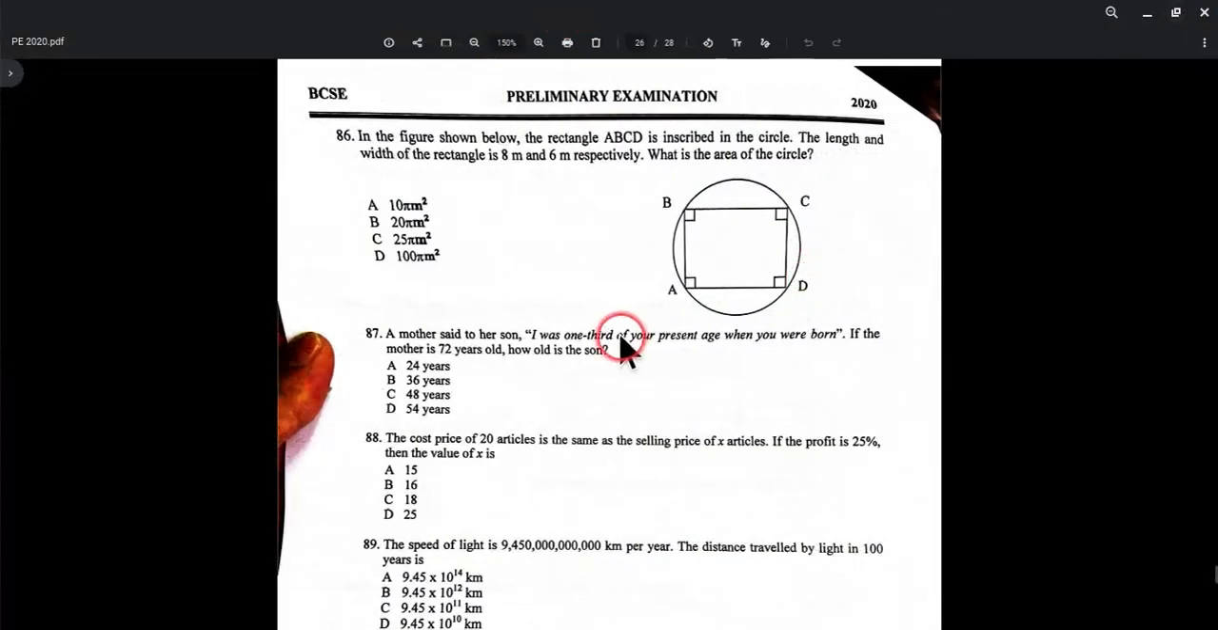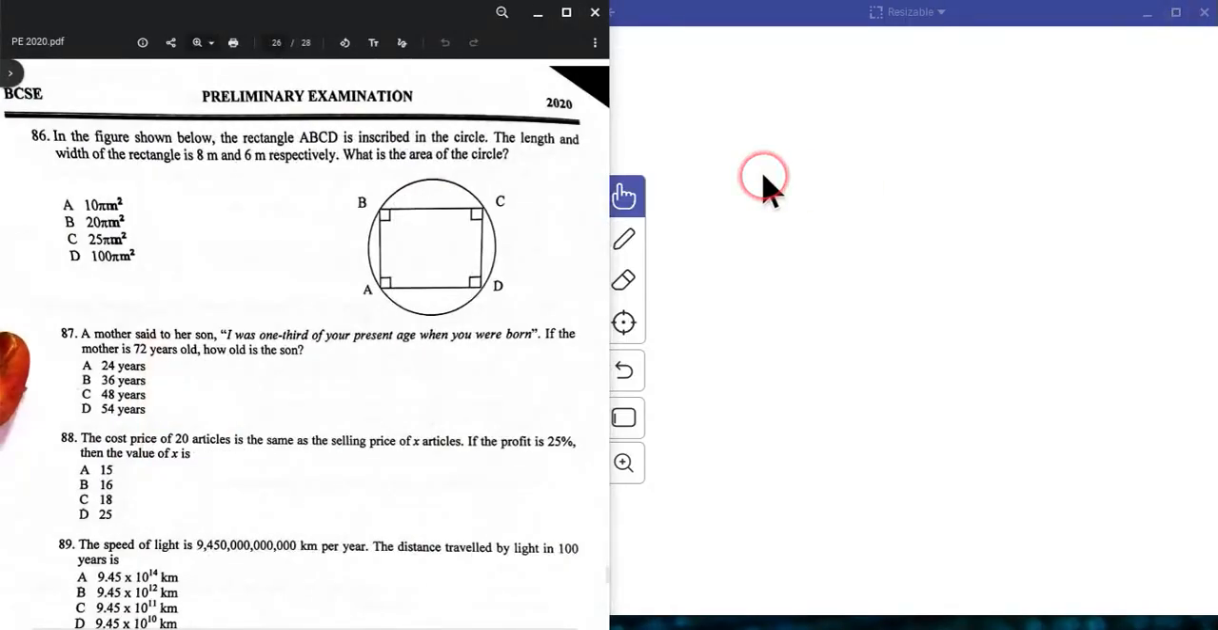Question number 86. In the figure shown below, the rectangle ABCD is inscribed in the circle. The length and width of the rectangle is 8 meter and 6 meter respectively. What is the area of the circle? So we are asked to find the area of the circle.